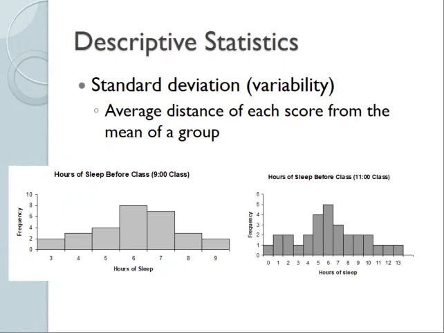So this data is looking at a study that looked at how many hours of sleep students get in early classes, 9 a.m. versus later classes, 11 a.m. And so when you look at this study, at this data, you'll notice that the mean is actually identical. But you can also see that the range for the 11 a.m. class is much bigger. The scores are more spread out, right? You go from 0 to 13 in 11 a.m., whereas in the 9 a.m. class, people get between 3 and 9 hours of sleep. And so the standard deviation is trying to capture that distance from the mean.